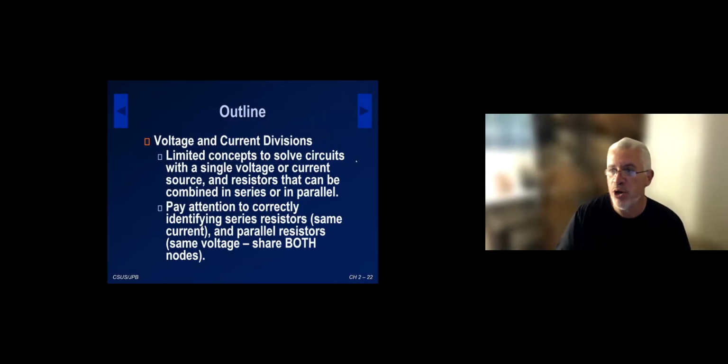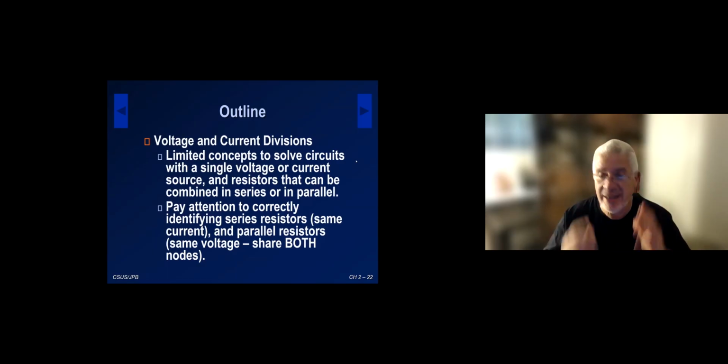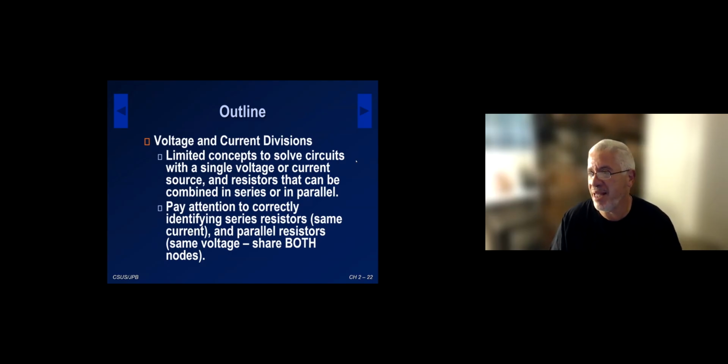This is mini lecture number 4. We're going to cover a concept that's fairly fundamental and basic in electric circuits. It has some application in circuit solutions, so we're going to talk about what the applications are. It will also be part of your first quiz. It is current and voltage divisions.